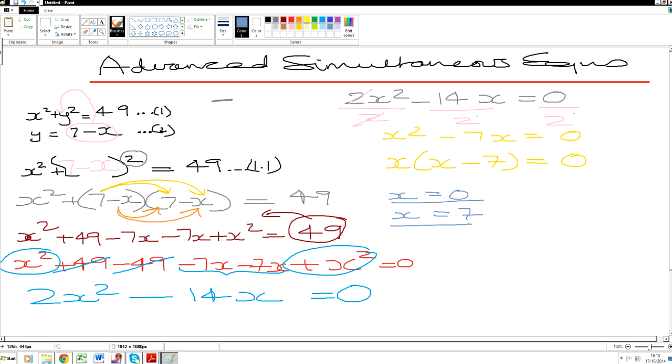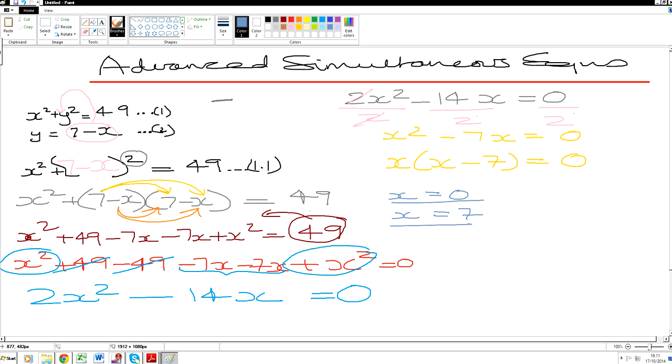Now that we've worked out the 2 x values, we're now going to work out the 2 corresponding y values. Is it always 2? Because it's a circle equation, it's most likely going to give us 4 answers, 2 x values and 2 y values. And I'll show you.